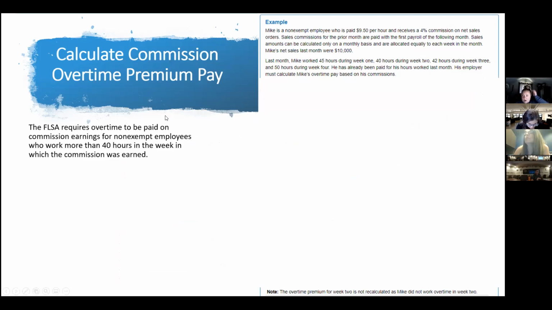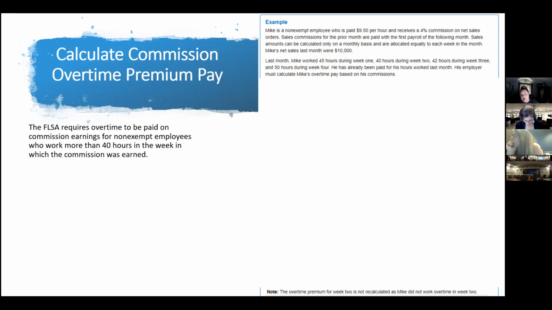Okay, so this is kind of a long example, but I wanted to go through it. So the FLSA requires overtime to be paid on commission earnings for non-exempt employees who work more than 40 hours in a week in which the commission was earned. So let's take a scenario. Mike is a non-exempt employee who is paid $9.50 per hour and receives a 4% commission on net sales orders. Sales commissions for the prior month are paid in the first payroll of the following month. Sales amounts can be calculated only on a monthly basis and are allocated equally to each week in the month.